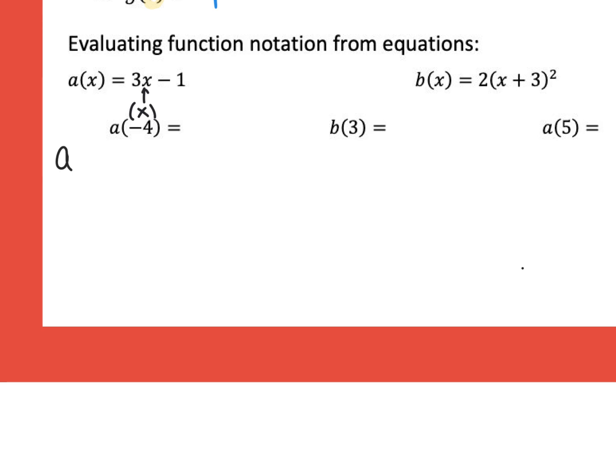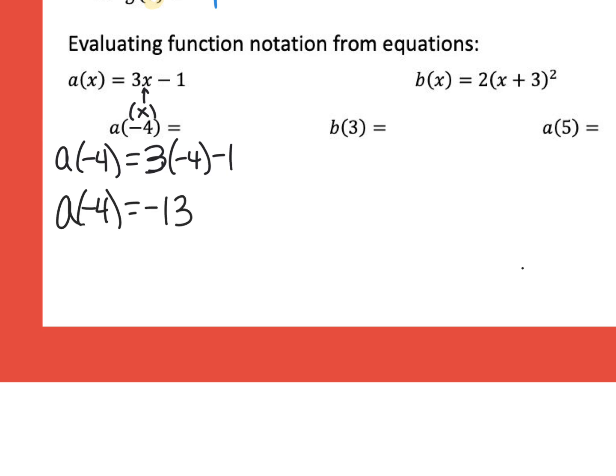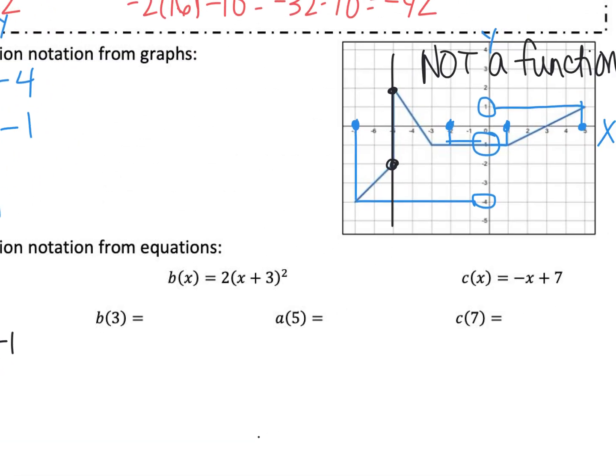So I wrote a of negative 4, and I'm going to rewrite it with that number: 3 times negative 4 minus 1. And again, you could put that into your calculator just like that. It's going to say a of negative 4 equals negative 13. And the reason for that is, when we graph it, that will be a coordinate, just like when we looked at the graph over here.